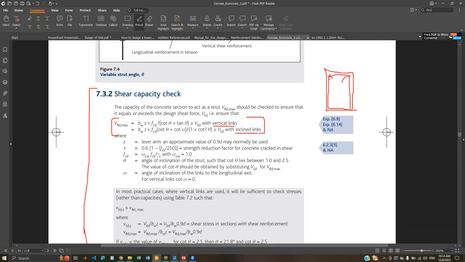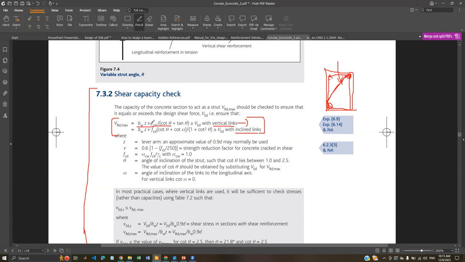But inclined shear links are also possible. In some situations, we may have to provide the shear link like this to sustain the shear. So this kind of thing is also possible, but these are very critical cases. We are going to check only with the vertical links, so you need to use this equation.